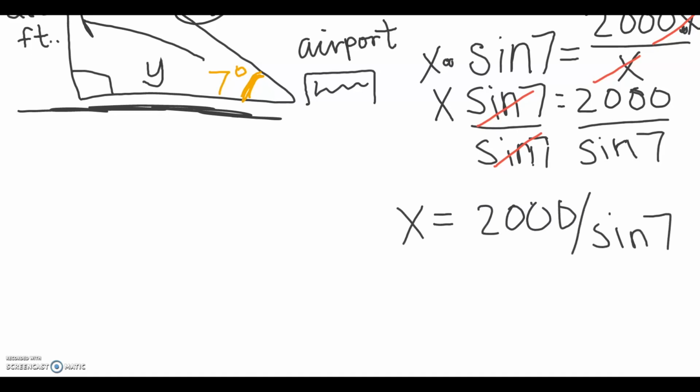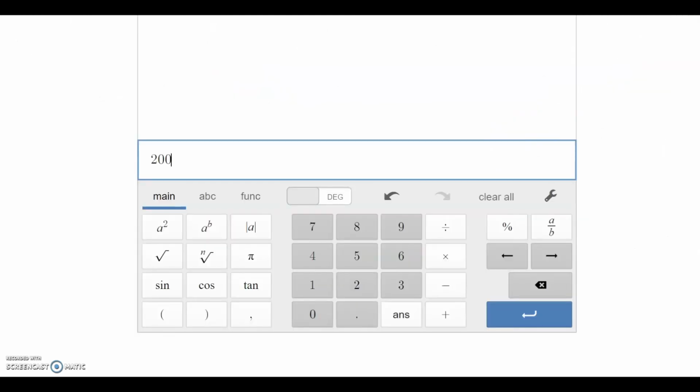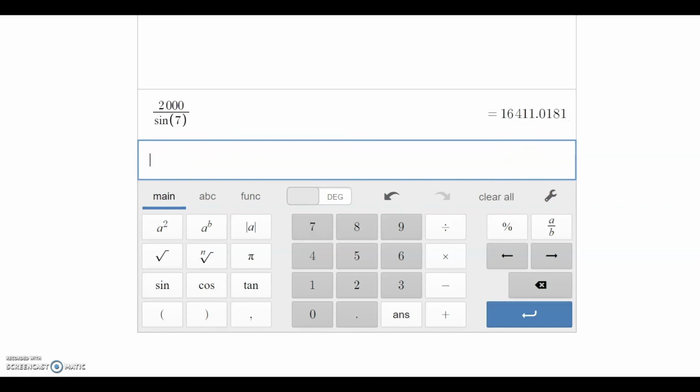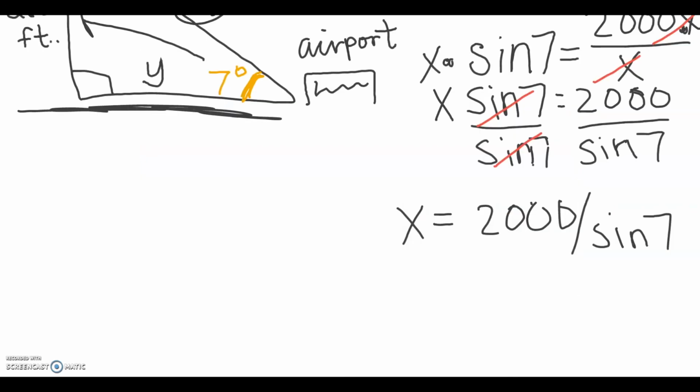Now we can use the calculator to get the measurement. So we have 2,000 divided by sine of 7. That's about 16,411. So x is about 16,411 feet.